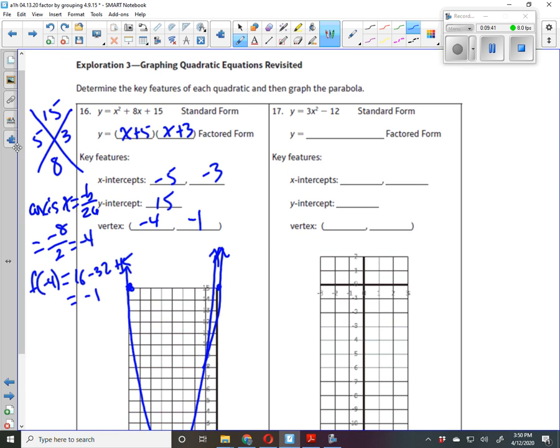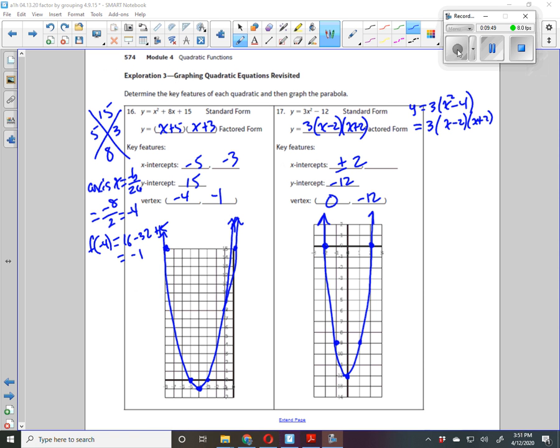And then number 17, I'll let you try. I'm going to pause it and give you a chance. Then I'll just give you the answer. All right. And again, I'll let you pause this if you want to analyze this a little bit more. Factor by grouping. Good luck.